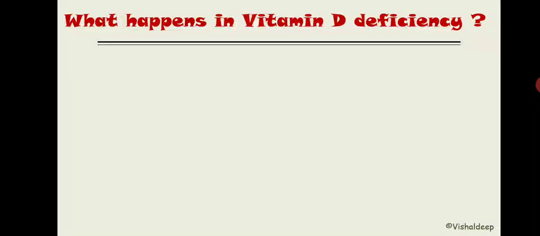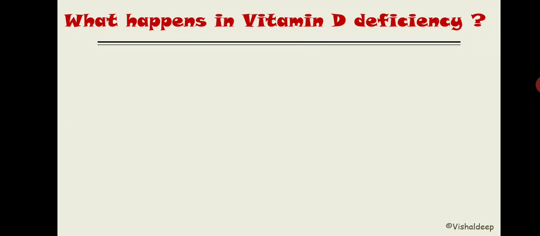Now what happens in vitamin D deficiency? As far as the bone is concerned, the main effect of vitamin D is that it provides calcium and phosphate to the bone. See, bone is made up of two structures: one is the organic component, another is the inorganic component, which I already covered in our previous lecture. The organic component is made up of collagen type 1, and the inorganic component is made up of calcium and phosphate.